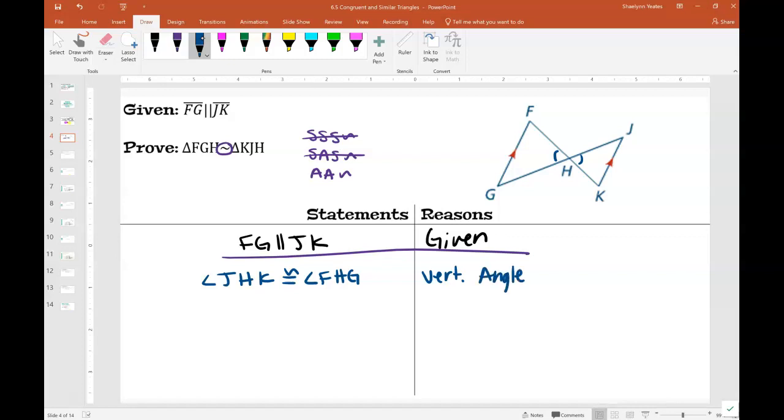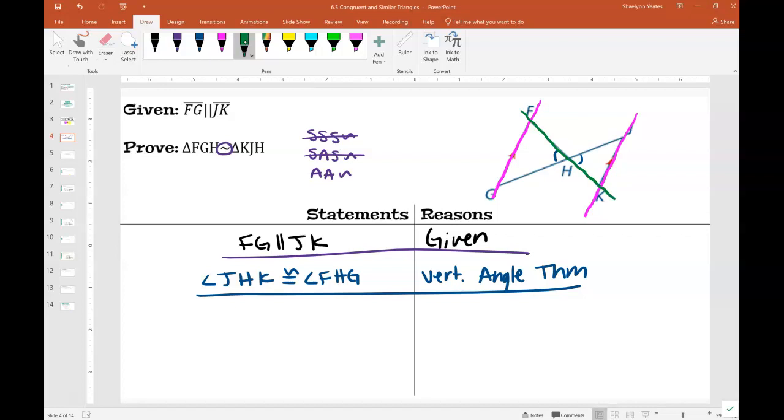Or vertical angles are congruent, whichever is fine. Okay, so I know that one, but I need one more. Well, because these lines are parallel, let me extend them out because this is a little hard to see when they have those endpoints. If I extend those out and I extend out this line as the transversal, all of a sudden I see all these angles that I couldn't see before.